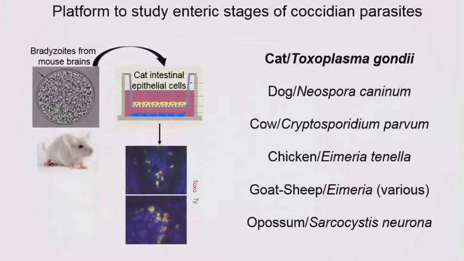So what we hope to do is to make monolayers out of these epithelial cells from cat intestine, and then infect these with bradyzoites of the parasite, and see if we can induce the enteric forms of the parasite in tissue. And if we can do that, then we can open up a whole new area of study for the enteric stages of these parasites, which are right now intractable because you have to use the animal to do that. So I'll leave it there, and please, if you have any questions, let me know.